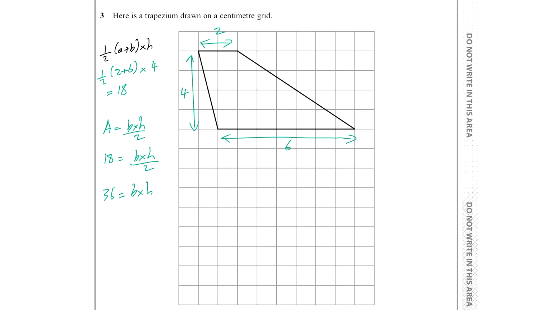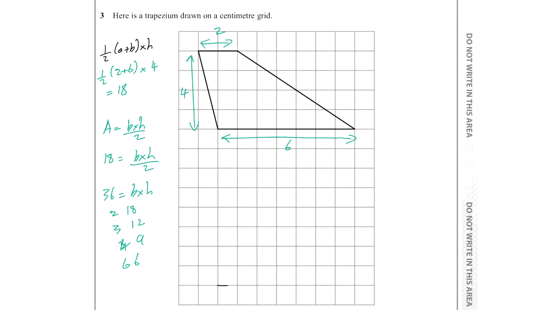Now, two numbers that multiply to give us 36, that can be 2 and 18, but we can't fit something that's 18 wide or high on this grid. So we can try 3 and 12. That seems too big as well. We can try 4 and 9, and then we have 6 and 6. So we can go with 6 and 6.